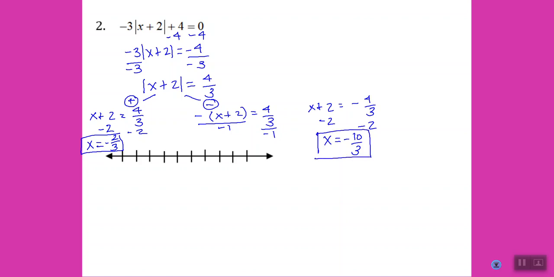So since they're both negatives, I know they're going to be less than 0. And I have 1, 2, 3, 4, 5, 6, 7, 8, 9, 10. So negative 2/3 is a little bit more, almost 1. And negative 10/3 is just over 3. So 1, 2, 3, a little bit past that, negative 10 over 3.